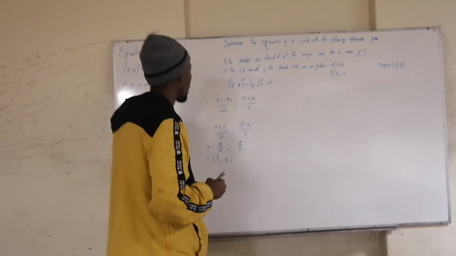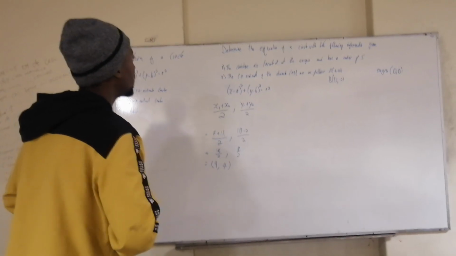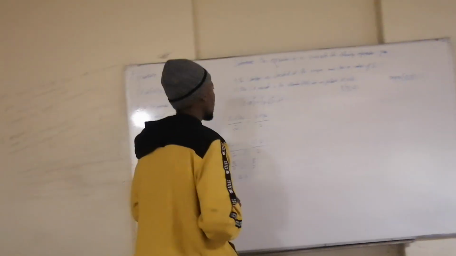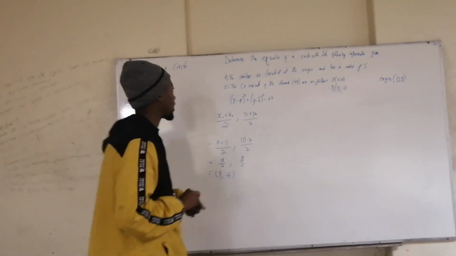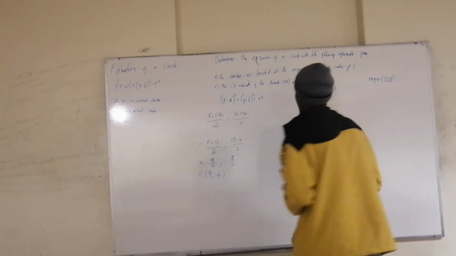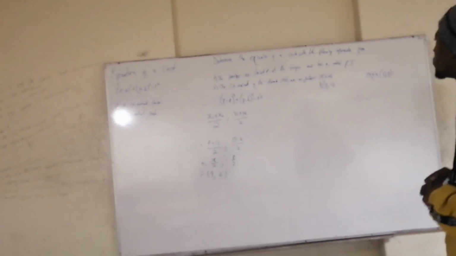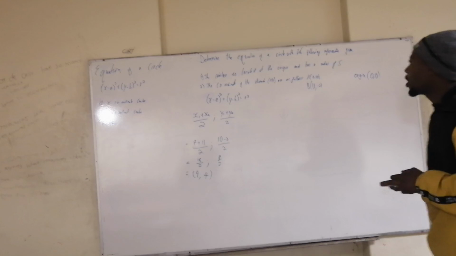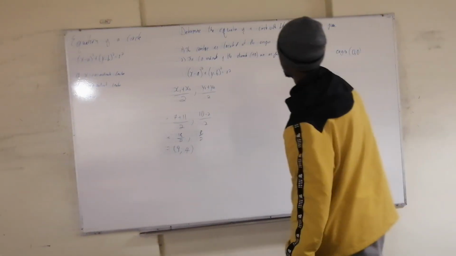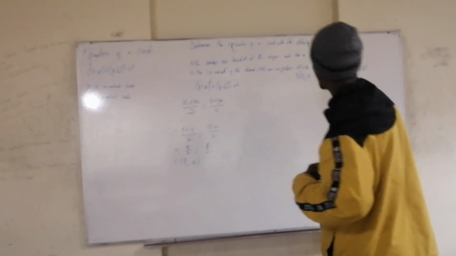So after we find the coordinates of the center, it will be easy for us to determine the length of the radius. So by determining the length of the radius, we can use the distance formula, in order for us to know the length of the radius.